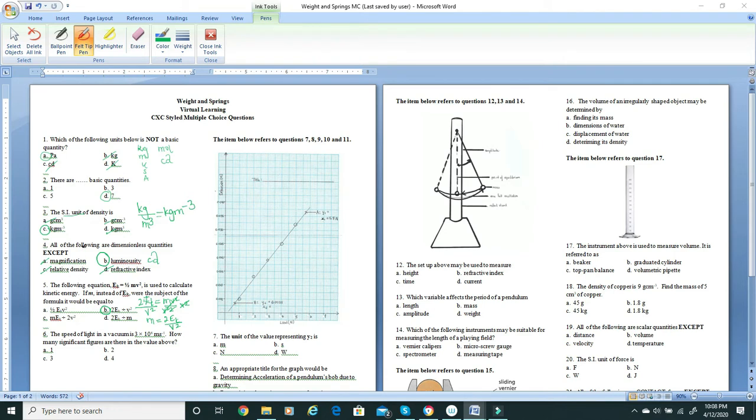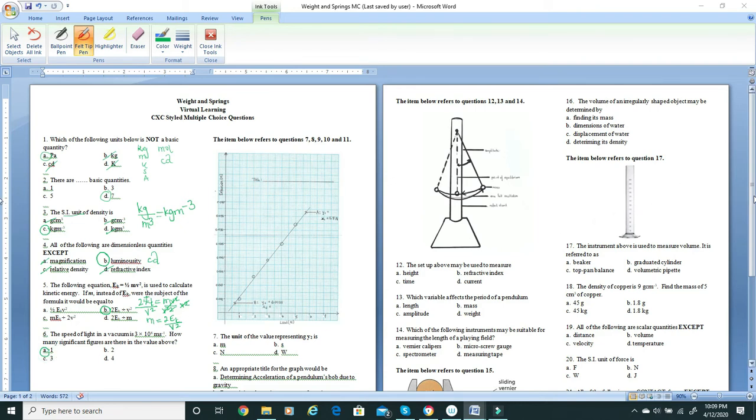So far we have A, D, C, B, B. And I hope you got those answers as well. Now the speed of light in a vacuum is 3 times 10 to the 8 meters per second. How many significant figures are there in the value above? How many are there? There's just one. You don't pay attention to this over here, it's just one. So the answer here is A, 1.